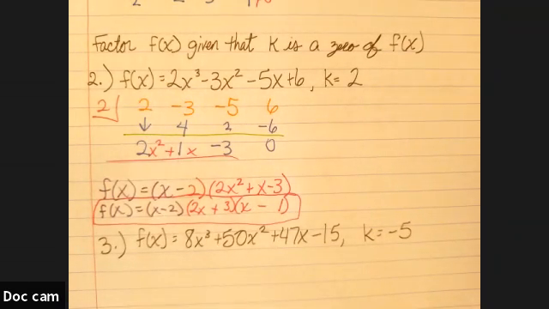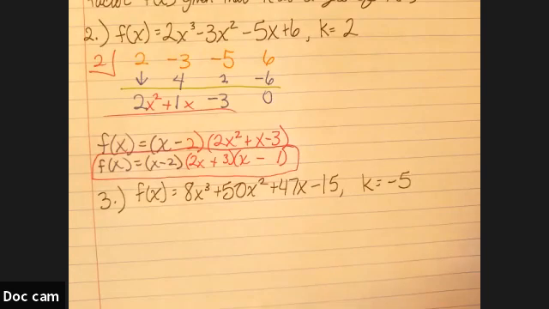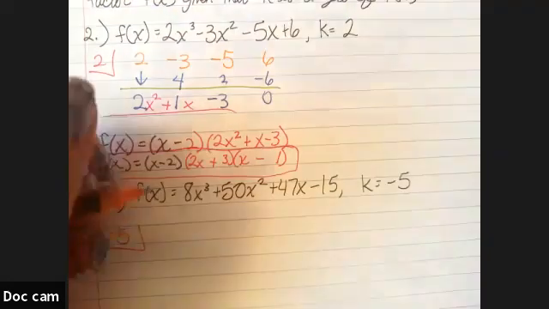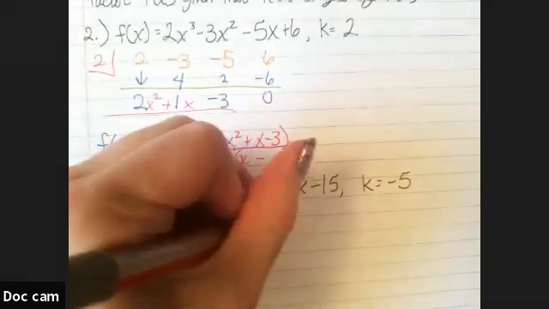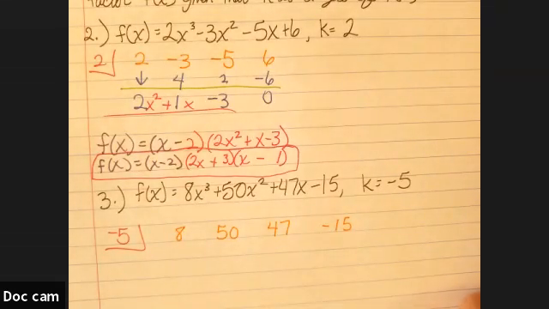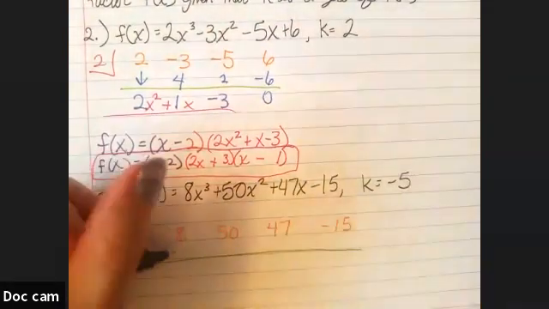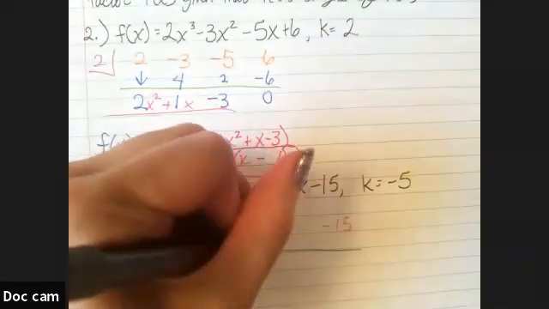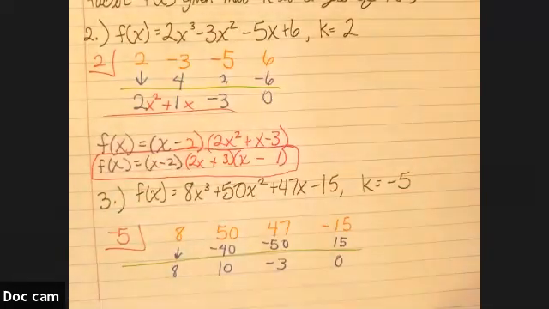All right, and then number 3 is the same thing. So in the box goes -5. And then we have 8, 50, 47, -15. And then 8, -40, 10, -50, -3, +15, and 0.